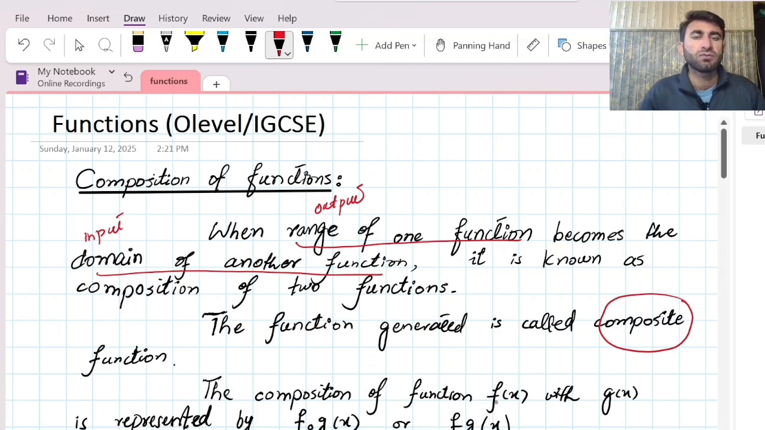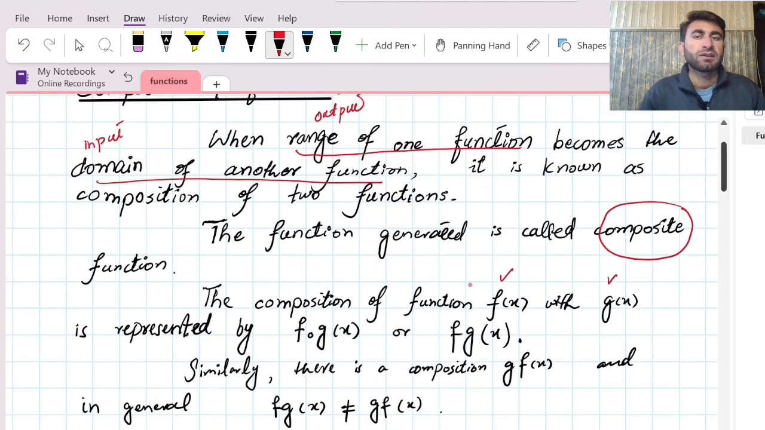Like if we have two functions f of x and g of x, if we replace the output of g of x in f of x, we call it f composition g, or simply it can be written as fg of x. It means that we are replacing the output of g of x as the input of function f of x.